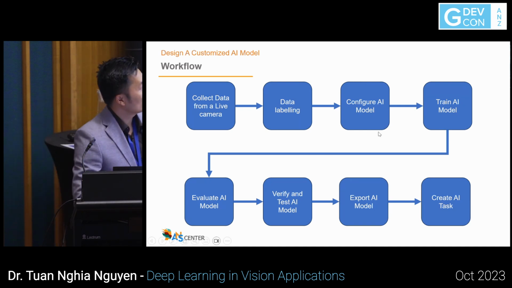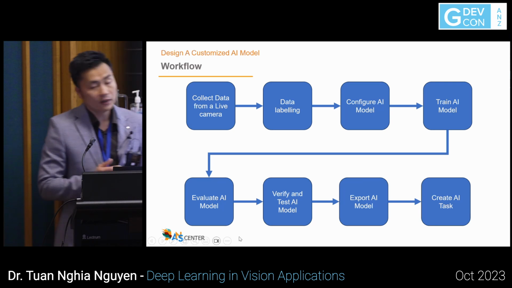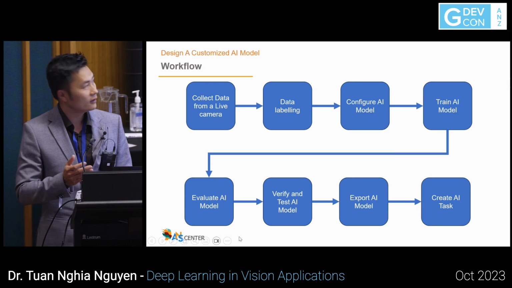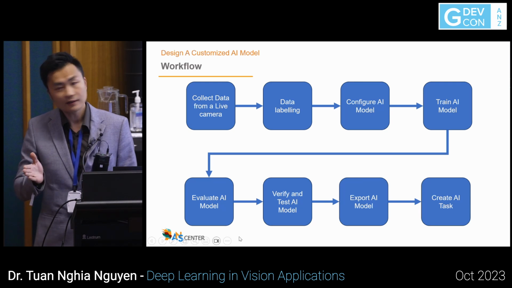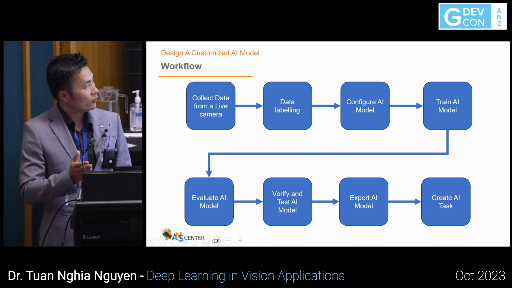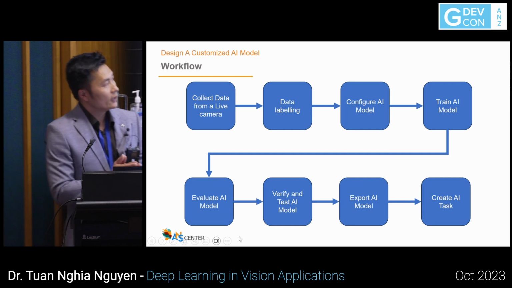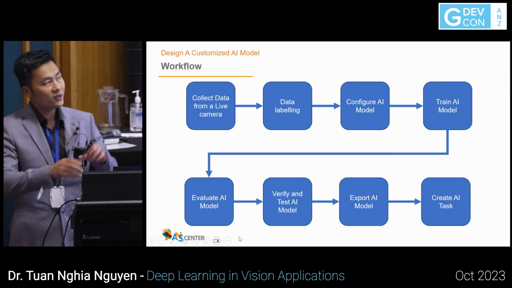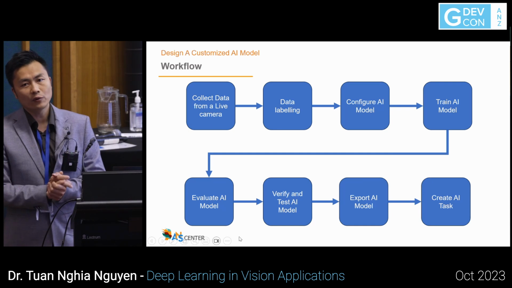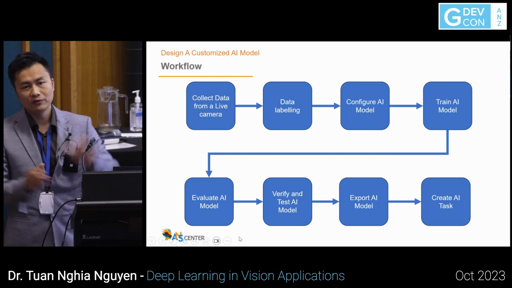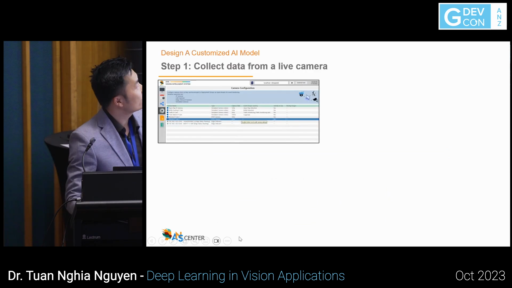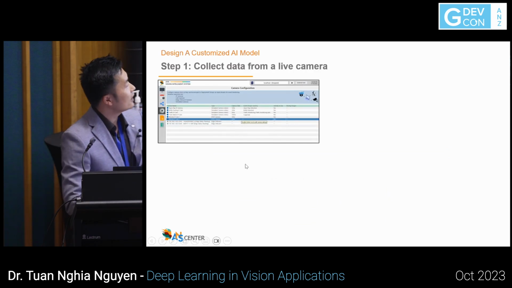And then when we have the model training, we need to evaluate the model. We need to make sure that the model works well in the test environment with different types of test sets. Then we verify that model and export it before we can use it to create a certain AI job. So there are 2 steps. The first one, we create the model, and the second one is we use that model and deploy it into production.